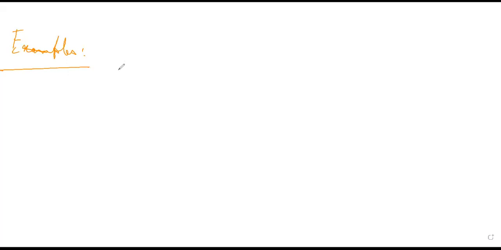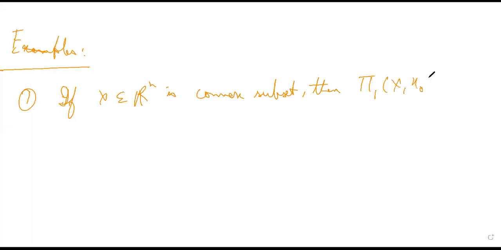So for example, if X is a convex subset, then pi 1 of X at x naught is the trivial group for every x naught belonging to X. Because we have seen that if X is convex, then it is contractible.